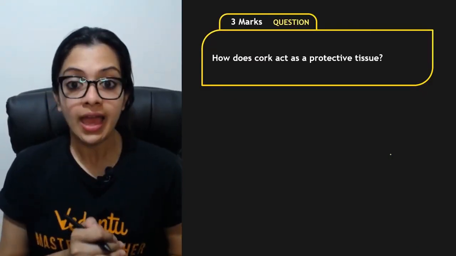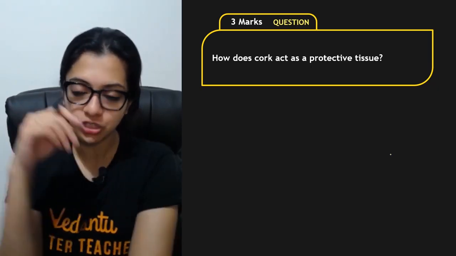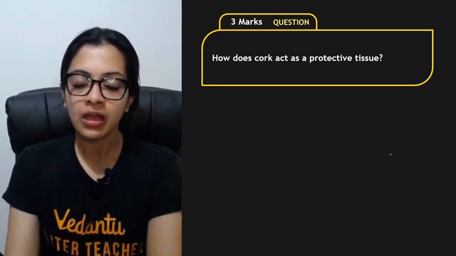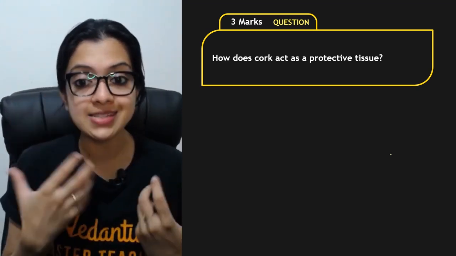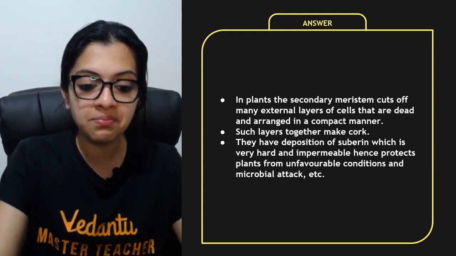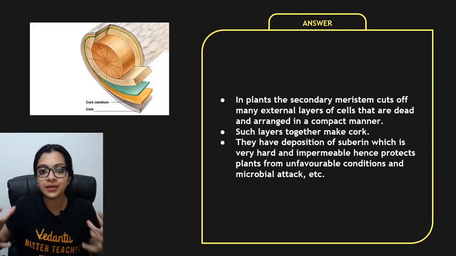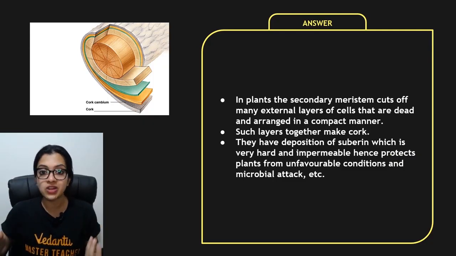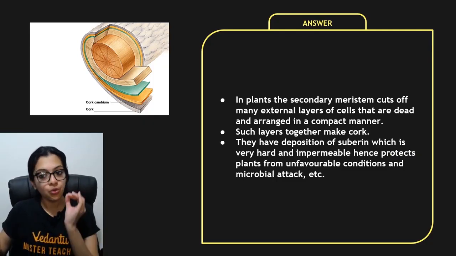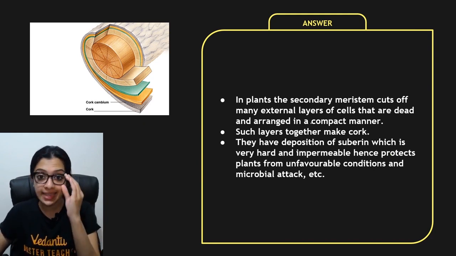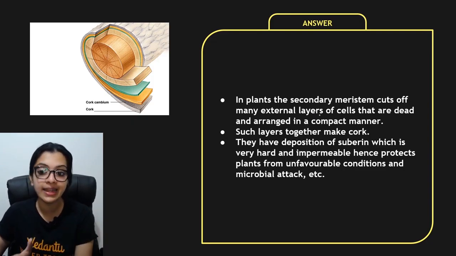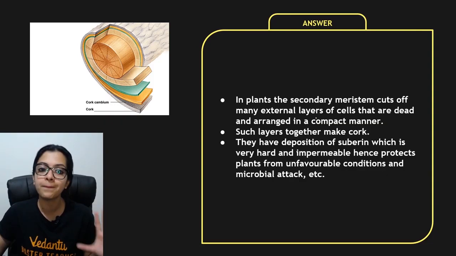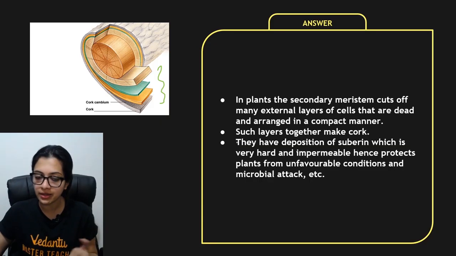Now children, how does cork act as a protective tissue? If you remember, I would have told you when we learnt the chapter on tissues about secondary growth, and how lateral meristem helps in increasing the girth of the plant and gives rise to what we call a bark. In plants, the secondary meristem cuts off many external layers of cells which are dead and arranged in a compact manner. As you can see, many layers are there over here. This is an older bark, an older stem.